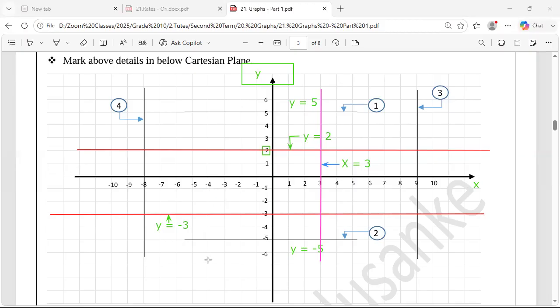Then change your colors, and I'm going to draw a line which goes through minus 4. So this pink line is called x equals -4, because it passes through the x-axis at the point -4.